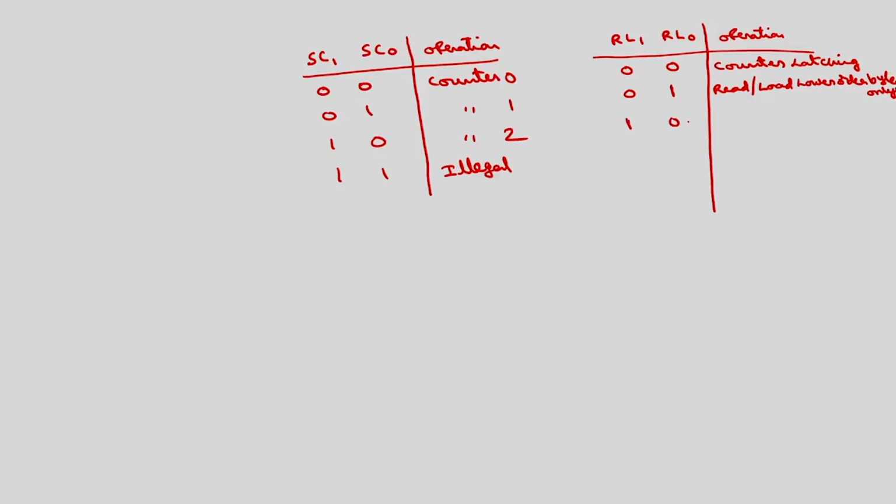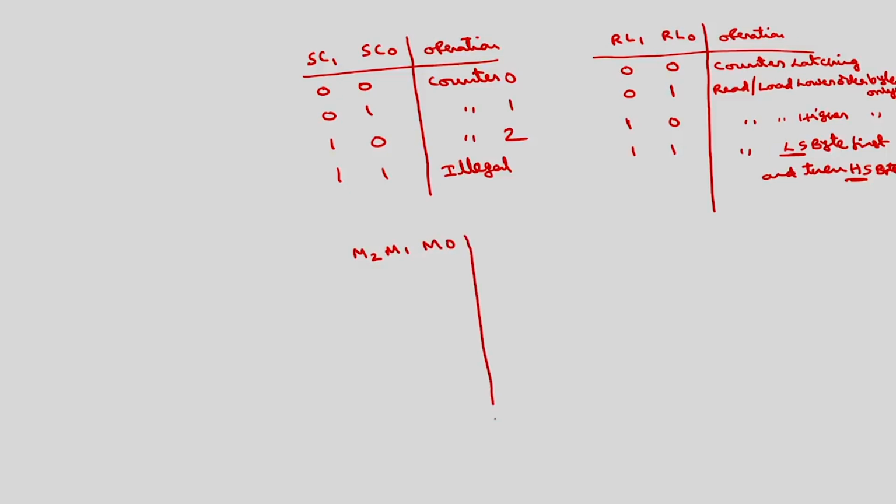If this is 1 0, read or load the higher order byte only. If this is 1 1, read or load the lower order byte first, then the higher order byte. It will read both, which means this is for 16-bit operations.